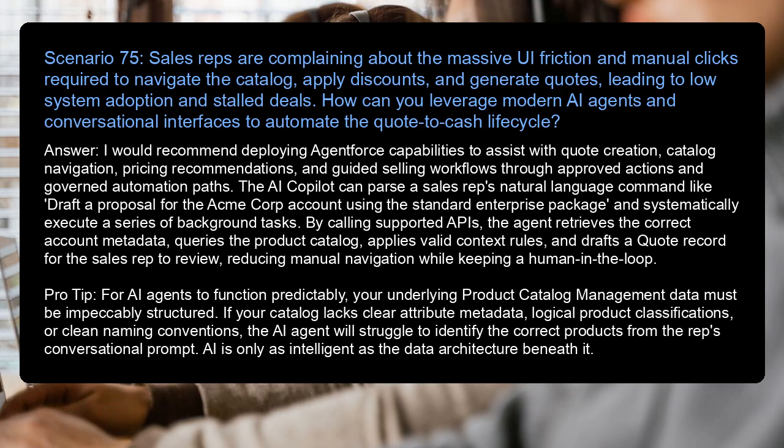Pro tip: for AI agents to function predictably, your underlying product catalog management data must be impeccably structured. If your catalog lacks clear attribute metadata, logical product classifications, or clean naming conventions, the AI agent will struggle to identify the correct products from the rep's conversational prompt. AI is only as intelligent as the data architecture beneath it.